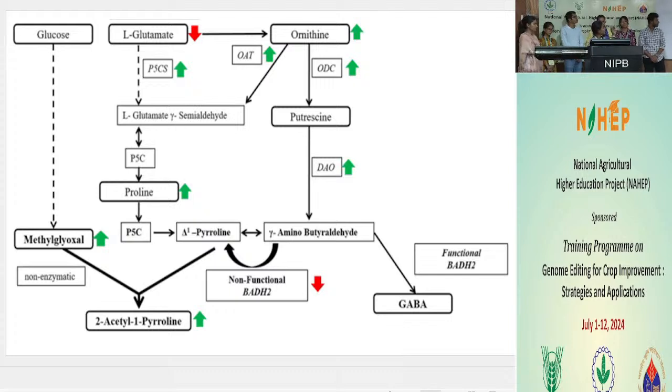There are three components interconnected to the 2-acetyl-1-pyrroline compound. One is glutamate, converted into glutamate gamma-semialdehyde by pyrroline-5-carboxylase, which results in formation of pyrroline, which in turn gives gamma-aminobutyraldehyde. Then gamma-aminobutyraldehyde is converted into GABA because of the functional BADH2 gene. Here is the key point where we need to knock out the BADH2 gene, which results in the accumulation of pyrroline, a precursor for formation of the 2-acetyl-1-pyrroline compound. So we thought of knocking out this gene for our project proposal.